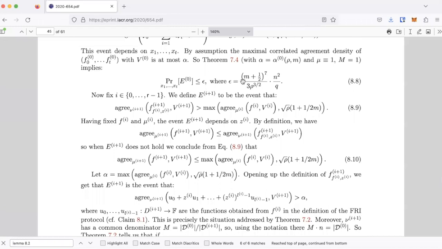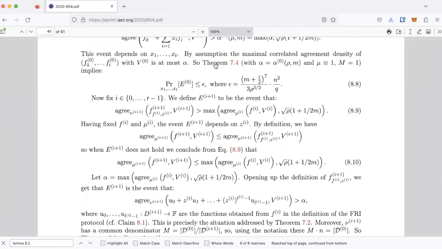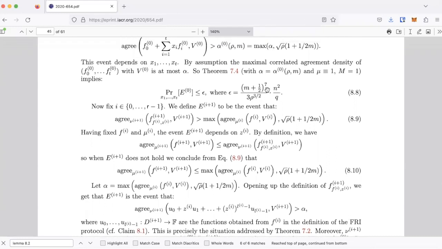We have theorem 7.4 implies this probability is less than some error bound, and this bound is exactly what we were looking at there. Okay, great. So it looks like this is going to somehow come from theorem 7.4. This is the term that's quadratic in our Fry domain size. This n squared is quadratic in our Fry domain size.